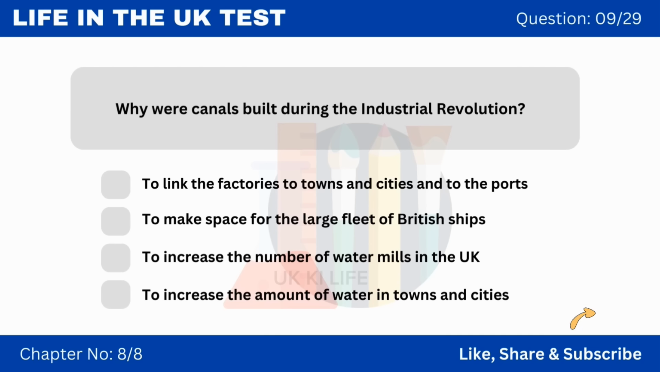Question 9. Why were canals built during the Industrial Revolution? To link the factories to towns and cities and to the ports. To make space for the large fleet of British ships. To increase the number of water mills in the UK. To increase the amount of water in towns and cities.